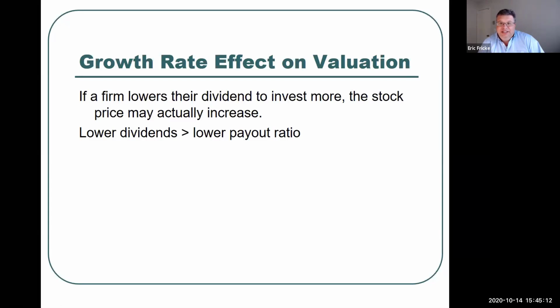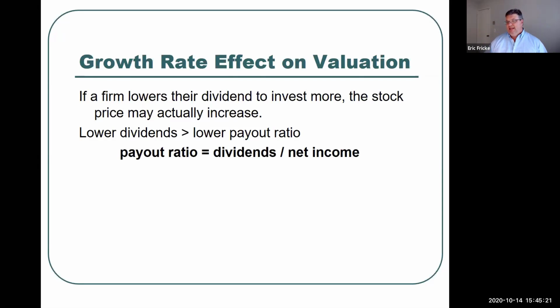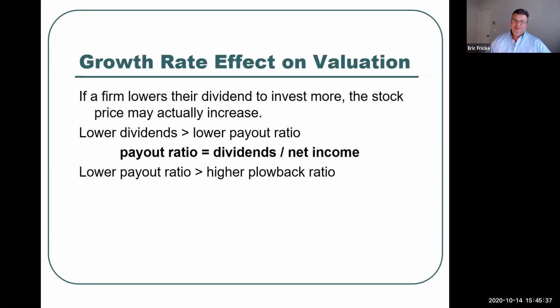And so the logic behind this goes that lower dividends leads to a lower payout ratio, right? So they're paying out less. And we know the payout ratio is dividends divided by net income, right? So basically a lower payout ratio is also going to lead to a higher plowback ratio. So either they pay it out or they plow it back into the business. So they're going to plow more back into the business now.